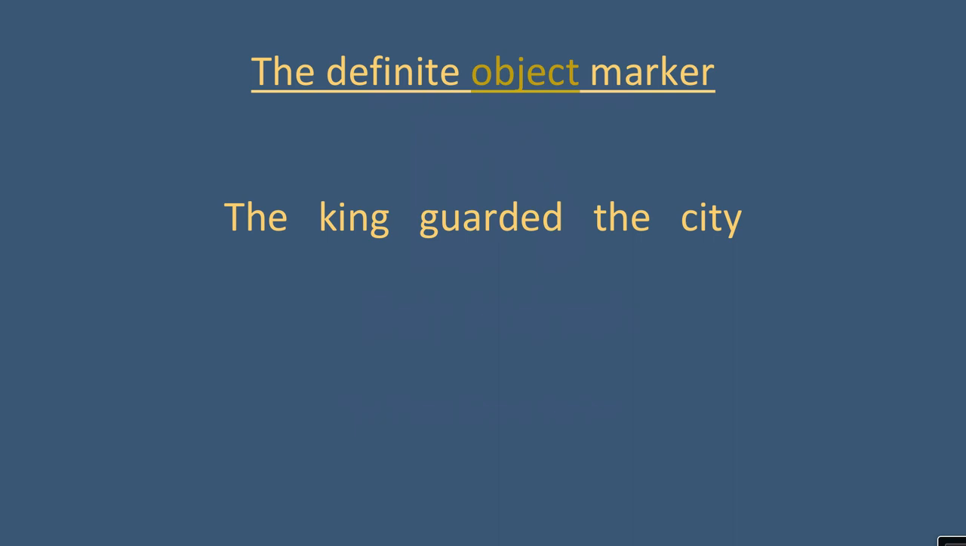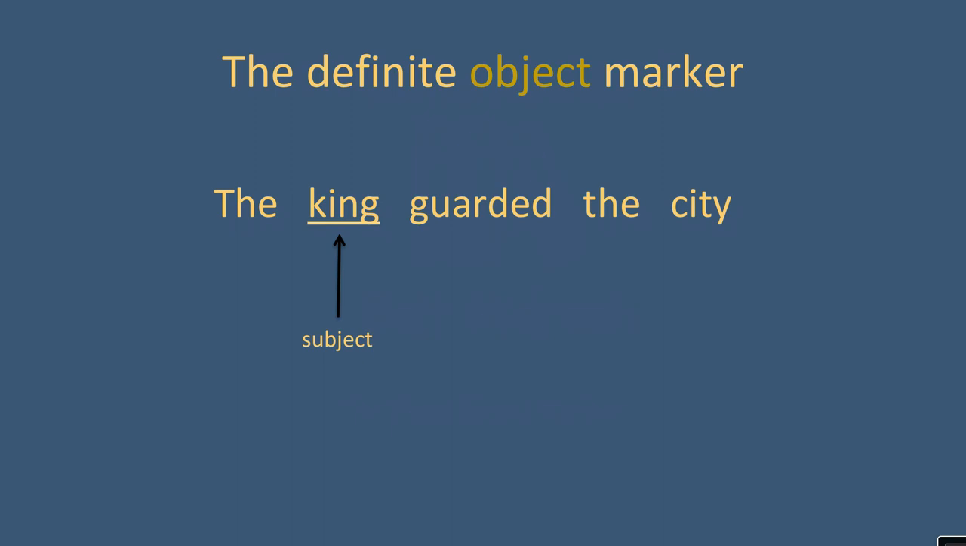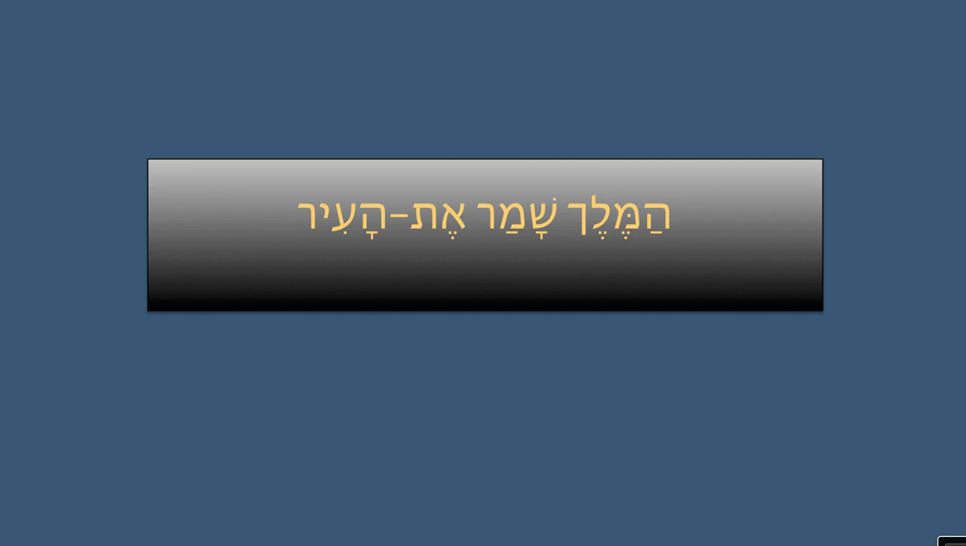So our subject is the king, and our object is the city. In other words, the king is acting upon, is doing something to, the city. It's not that the city is guarding the king. Now, let's look at the same thing in Hebrew.